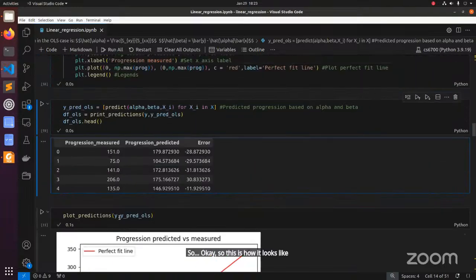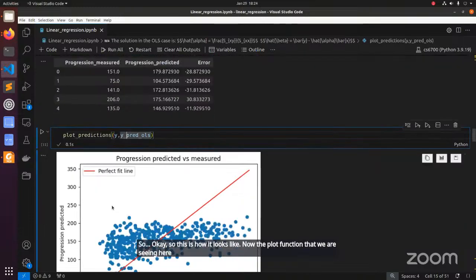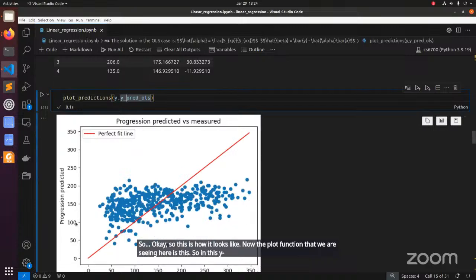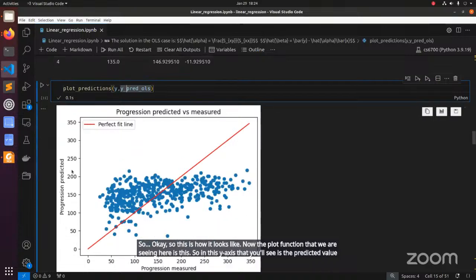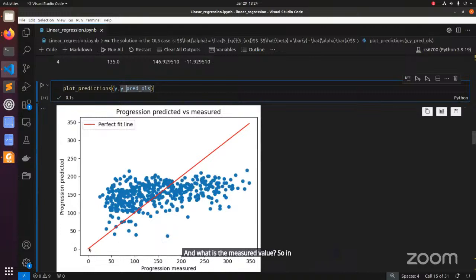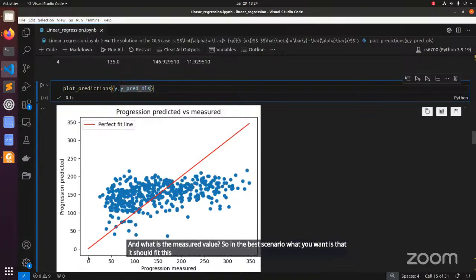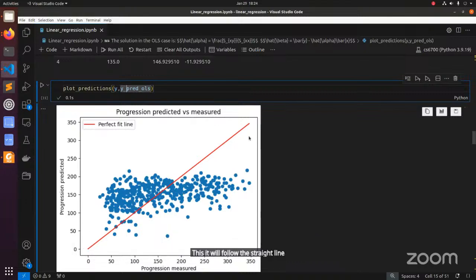Now the plot function that we are seeing here is this. The y-axis that you see is the predicted value. What is the predicted value and what is the measured value? So in the best scenario, what you want is that it should fit this straight line, that whatever was predicted was also measured, it should actually perfectly match. And if it perfectly matches, it will follow this red straight line. All the data points should lie on this perfect straight line. If your measured and prediction are perfectly correct, all the points will lie on this straight line. But as you can see, it does not lie on the straight line.